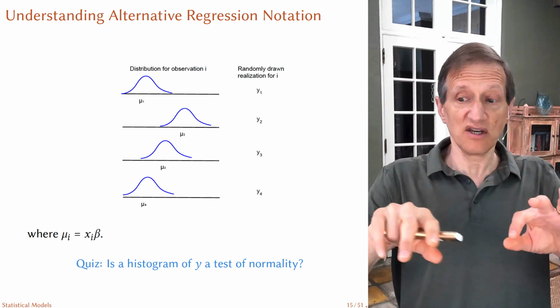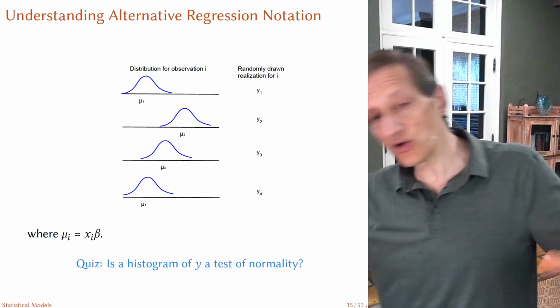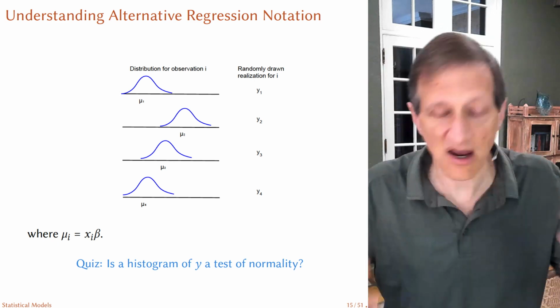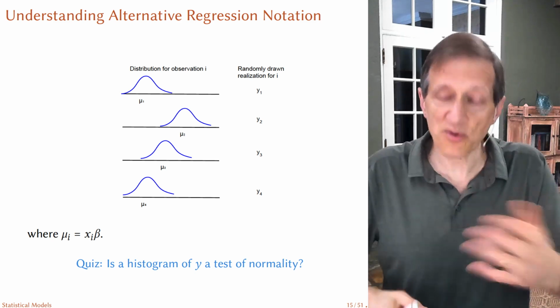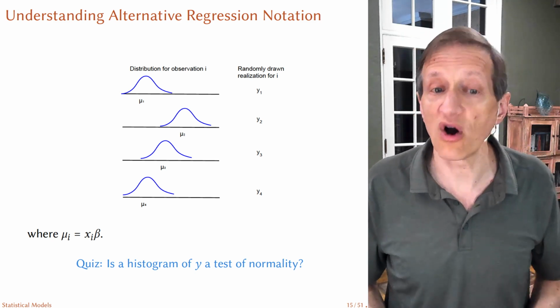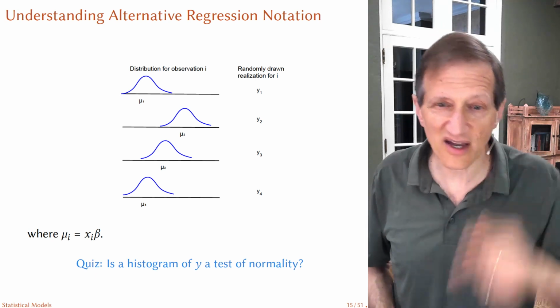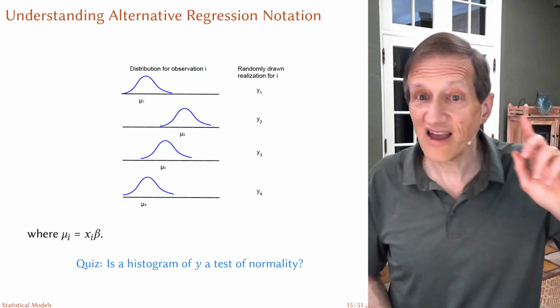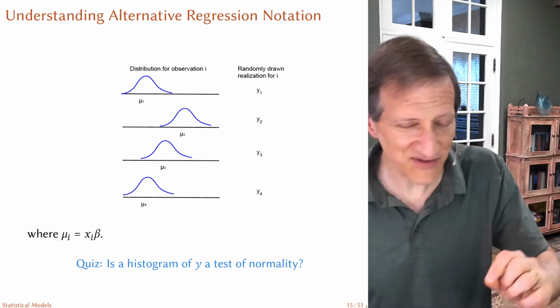And if it's massively bimodal or skewed or in other ways not normal, then we would conclude that the assumption we made on the previous page was wrong. Okay. So is a histogram of y a test of normality? Feel free to hit pause and think about this.